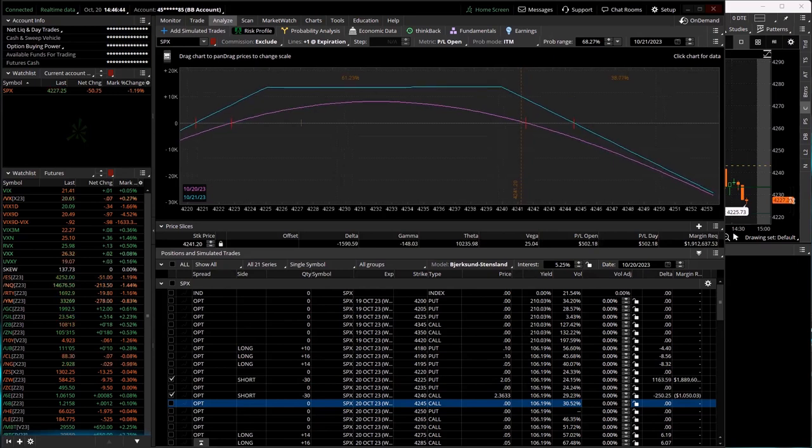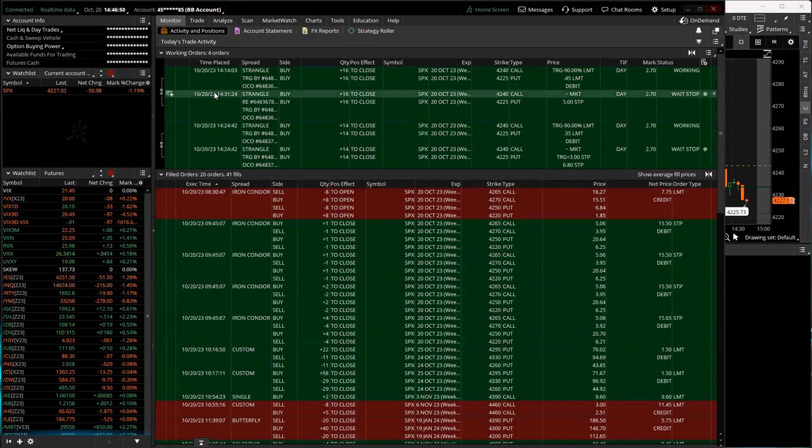Yeah, we just need a hold here above the 42.25. Tranches 2 and 3, trading at 270.